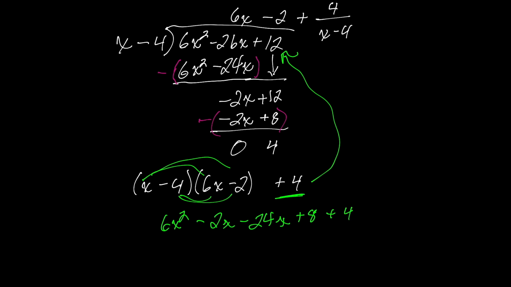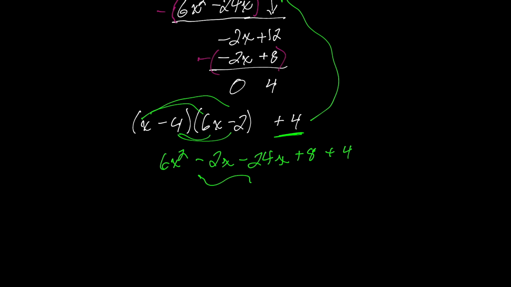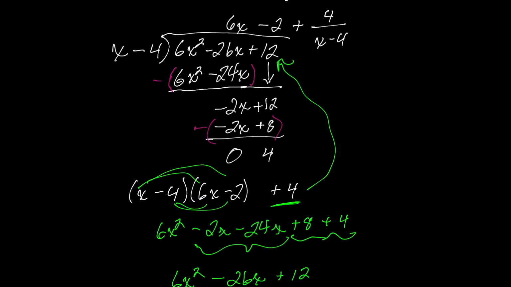So I'm going to combine my like terms here. That gives me a 6x squared minus 26x. And these are like terms I can combine. 8 and 4 gives me a 12. And that is exactly what we started with up here. All right. We'll look at one more for good measure.